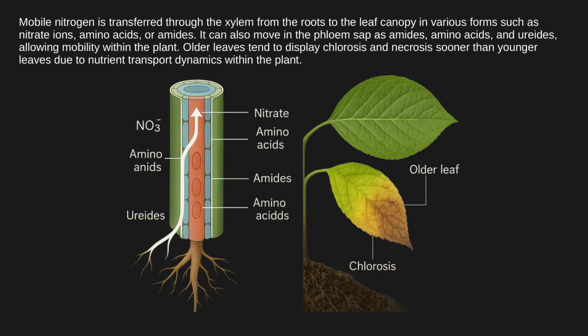Mobile nitrogen is transferred through the xylem from the roots to the leaf canopy in various forms such as nitrate ions, amino acids, or amides. It can also move in the phloem sap as amides, amino acids, and ureides, allowing mobility within the plant. Older leaves tend to display chlorosis and necrosis sooner than younger leaves due to nutrient transport dynamics within the plant.